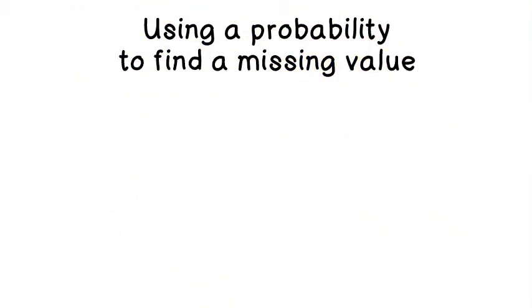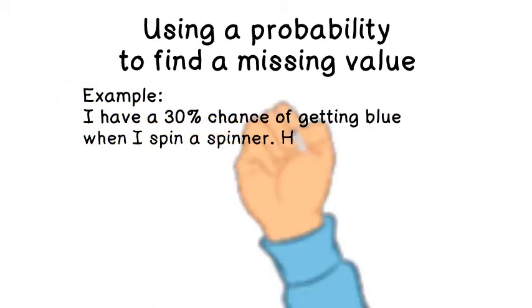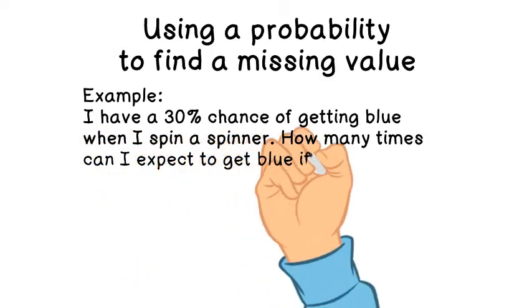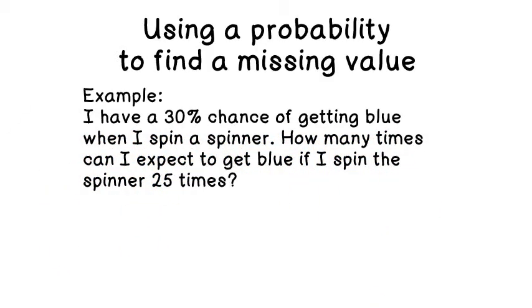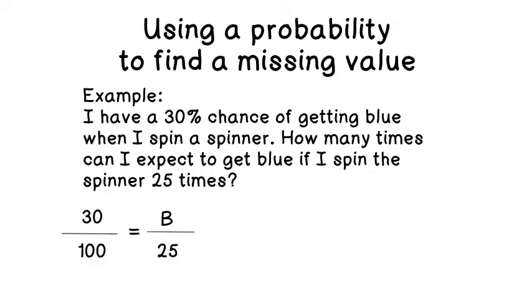We're going to talk about how to use a probability to find a missing value. For example, I have a 30% chance of getting blue when I spin a spinner. How many times can I expect to get blue if I spin the spinner 25 times? To do this, I set up a proportion and I have 30 over 100 equals B over 25. I know the 25 goes in the denominator because that's the total number of times that I spin.